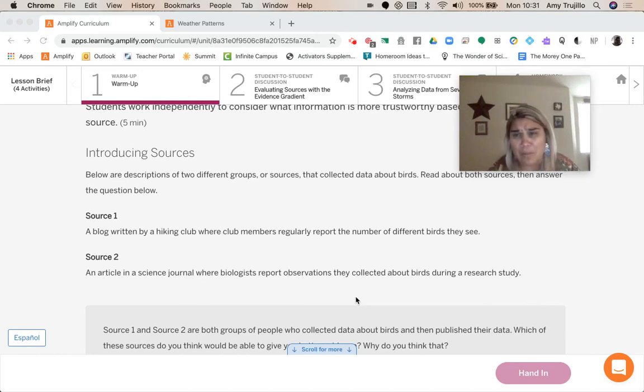And if you think about what we do in the simulation where we keep things the same so that we can know for sure what it is that caused things to happen within the simulation. So source two tends to be the better source because it's a research study and it was published in a science journal. So yeah, let's move on to evaluating some sources.